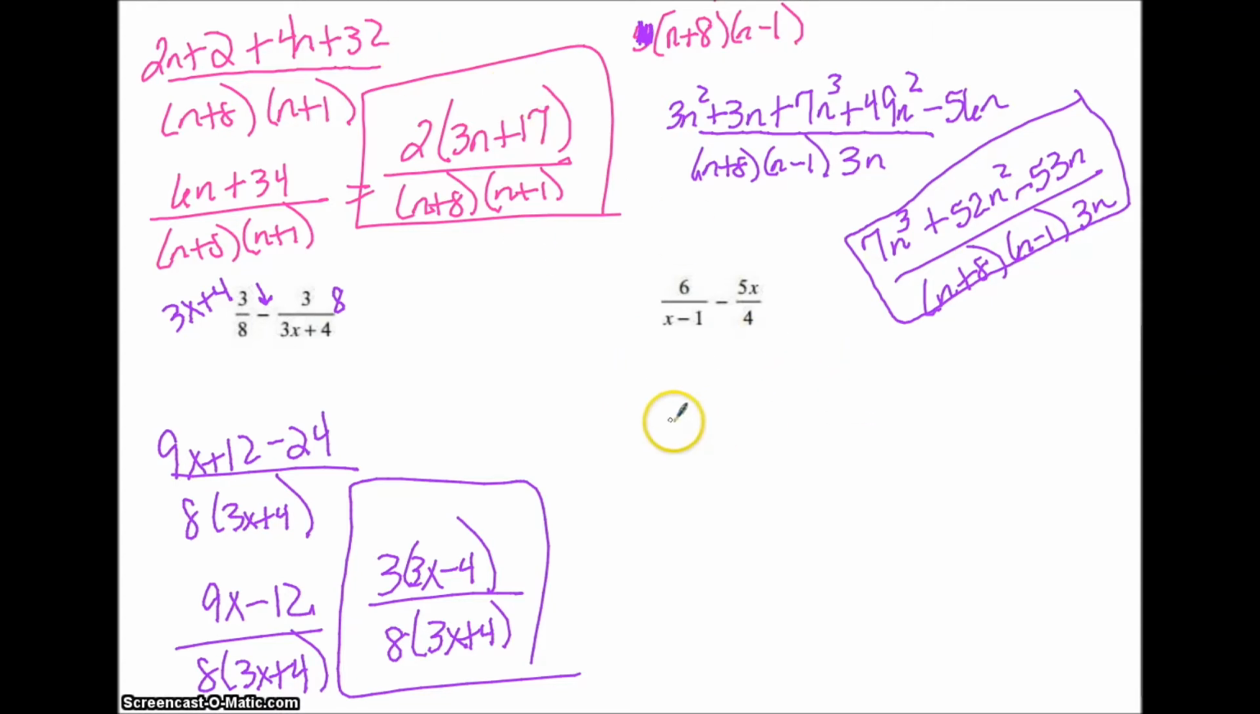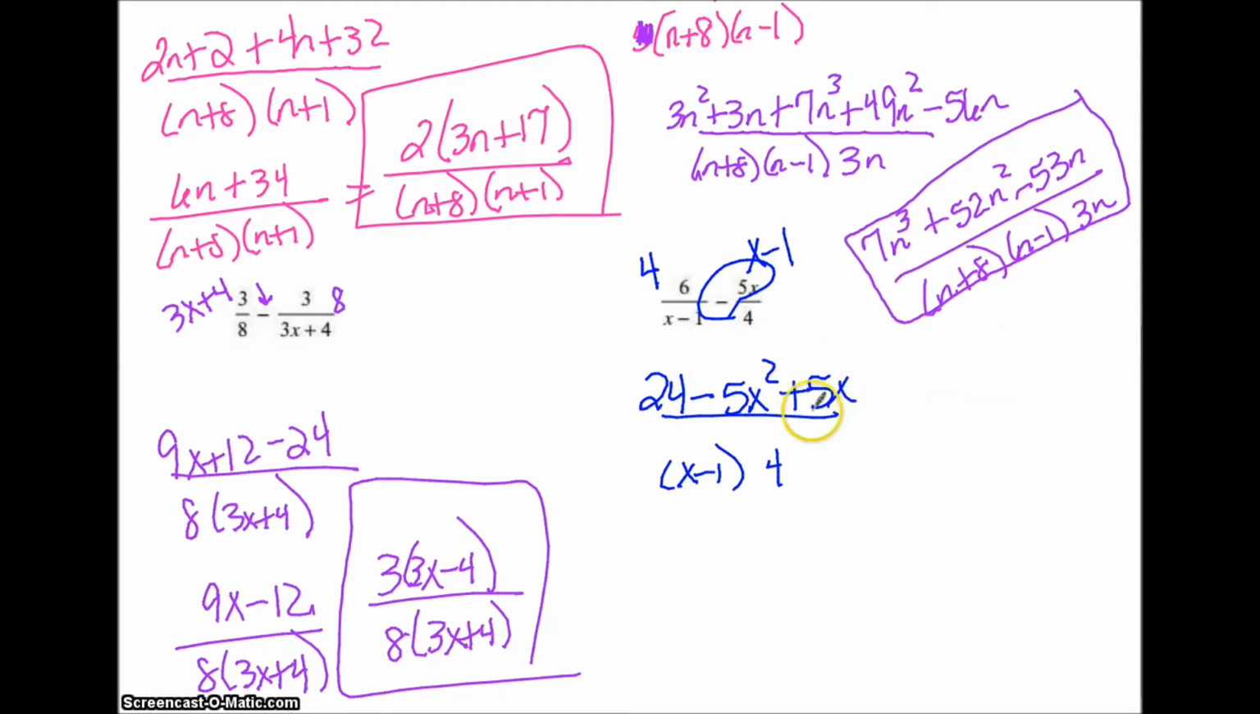Last one on this page, common denominator, x minus 1 and 4. This is missing 4. This is missing x minus 1. So you have 24. Be careful, it's a minus 5x that you're distributing, so minus 5x squared plus 5x. So this would actually be negative 5x squared plus 5x minus 24 all over x minus 1 times 4. If you wanted to, and I would encourage you to, you would check and see about factoring.